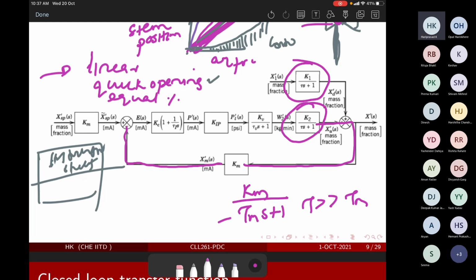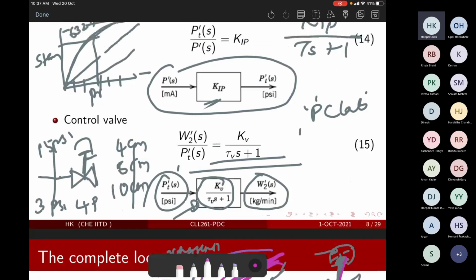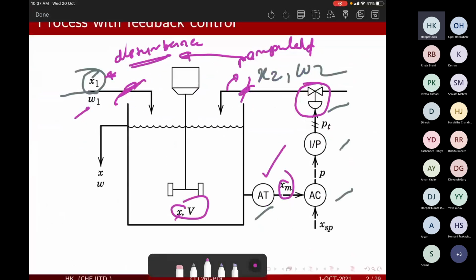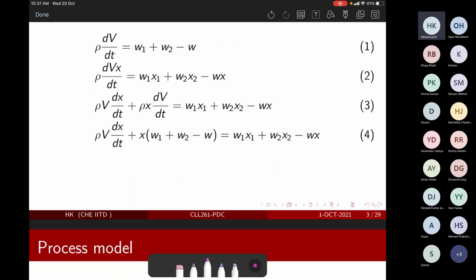Okay, so it is going to the comparator. In the comparator, you have your original mass fraction, so you are measuring the mass fraction. For this particular problem, you need to control your mass fraction, x. So your xm should be equal to your x set point. This is the control problem here: the measured concentration should be equivalent to the set point concentration.